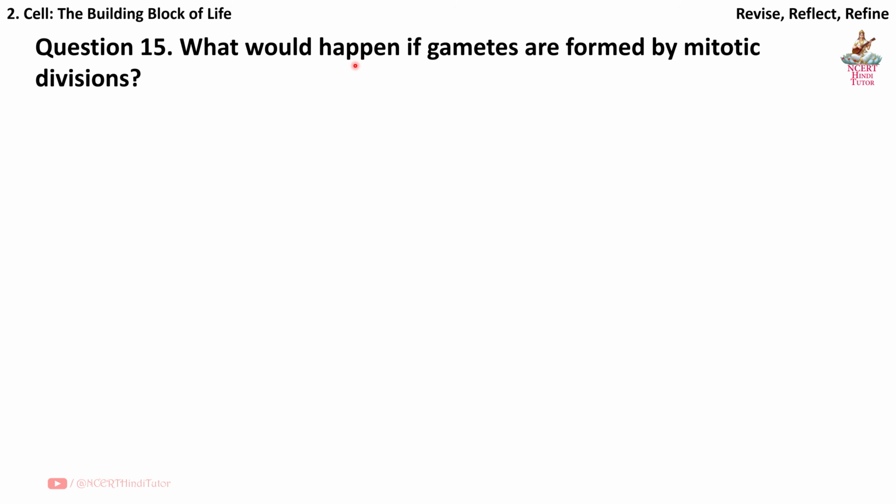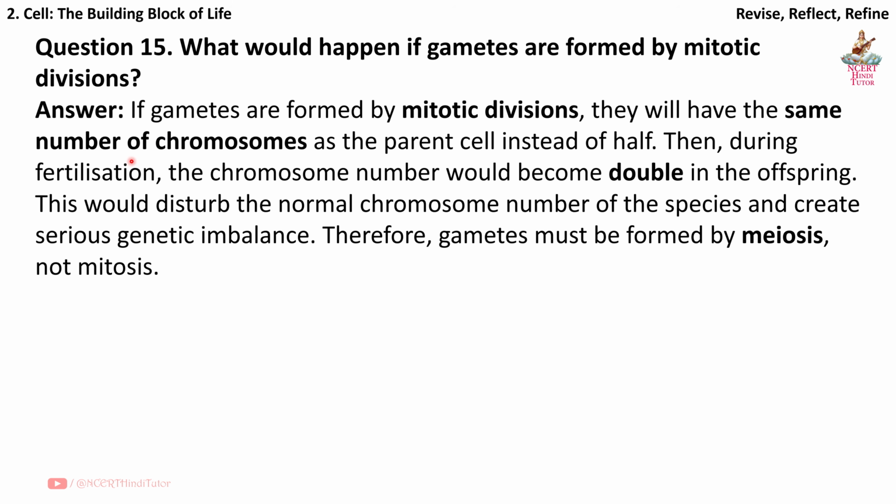Question 15. What would happen if gametes are formed by mitotic divisions? Answer. If gametes are formed by mitotic divisions, they will have the same number of chromosomes as the parent cell instead of half. Then during fertilization, the chromosome number would become double in the offspring. This would disturb the normal chromosome number of the species and create serious genetic imbalance. Therefore, gametes must be formed by meiosis, not mitosis.